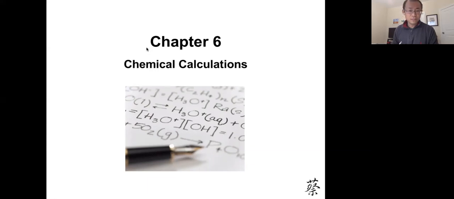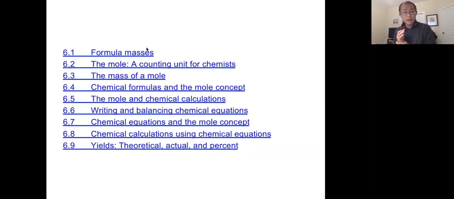Again, for most of the calculations, I need to see your work. The most important part of the calculation is your work. Even if your final answer is wrong, you only lose 10% or less than 10% of the credit. The most important part is I need to see your work. So let's get started with chapter 6 about chemical calculations.